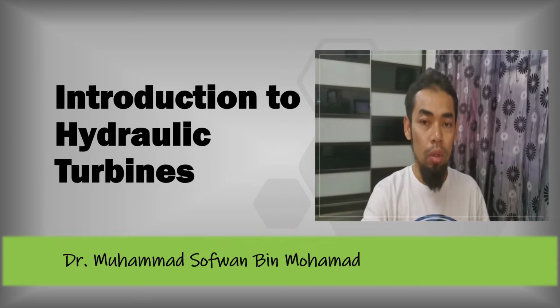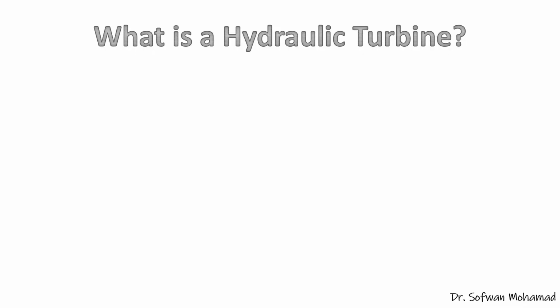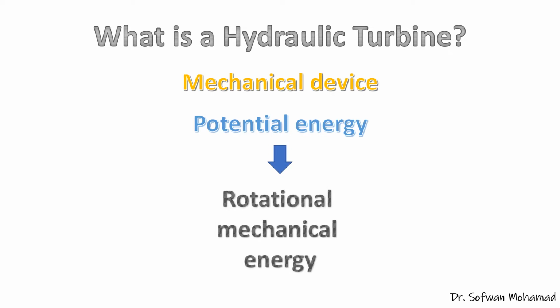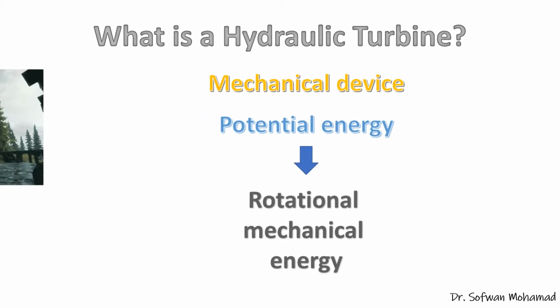Today we are going to talk about the introduction to hydraulic turbines. In order to begin this, we are going to see what is actually a hydraulic turbine. A hydraulic turbine is a mechanical device that can convert the potential energy in the flowing water or water stored in a reservoir at a suitable height into mechanical energy, or specifically rotational mechanical energy.